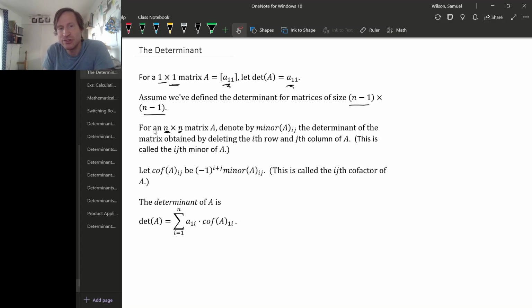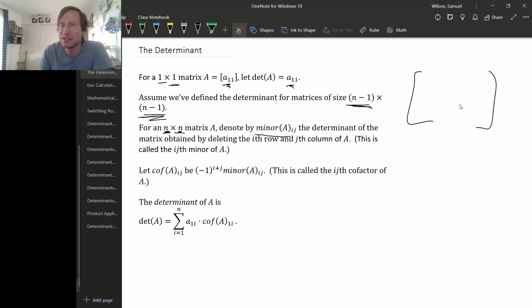All right, so suppose we've defined the determinant for smaller sizes, sizes up to n minus 1 by n minus 1. Then the determinant for the n by n square matrix is defined like this. First, we're going to come up with just an abbreviation. So this is minor a sub ij. This is the determinant of the matrix obtained by deleting the ith row and the jth column.